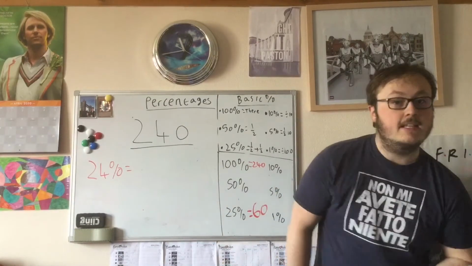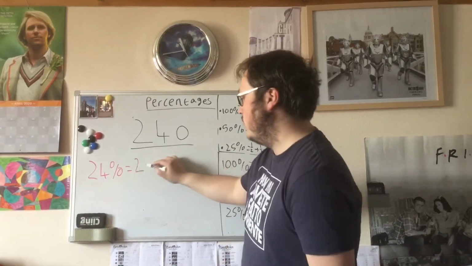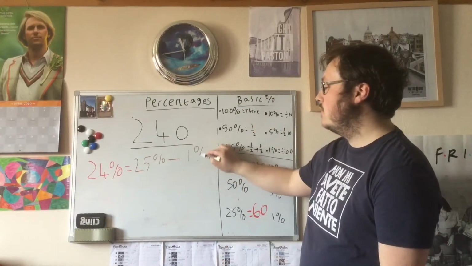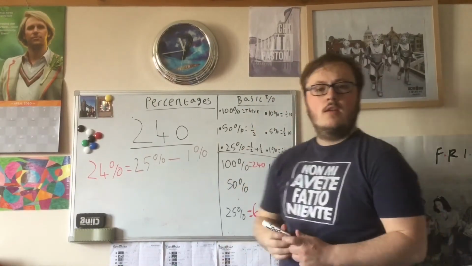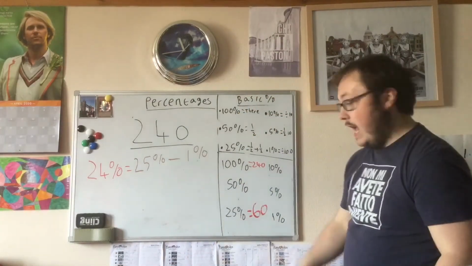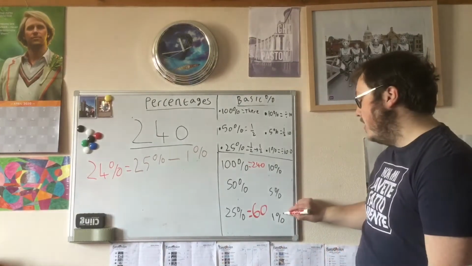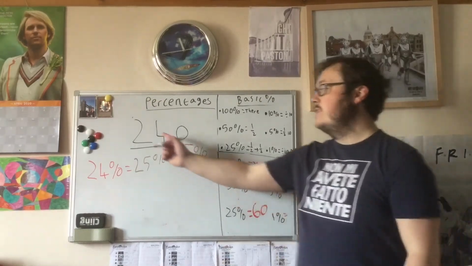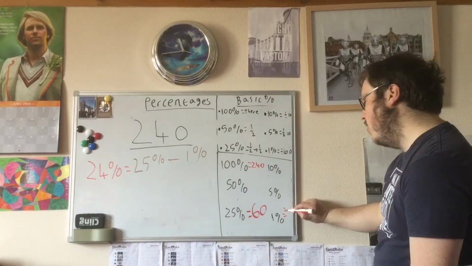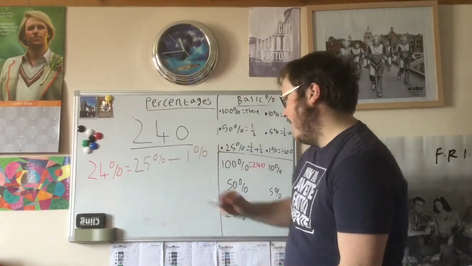What about 24%? So, what basic percentages could we use to help us with this? Well, we could do 25% minus 1%. Because what's 25 minus 1? 24. So we have our 25%, but we don't have our 1%. So we need to find it. And how do we find 1%? We divide that by 100. And that will get us 2.4.